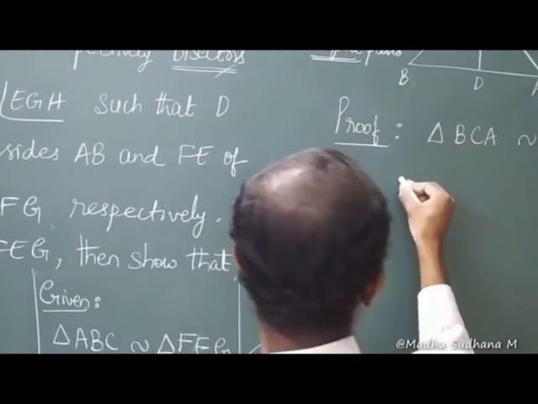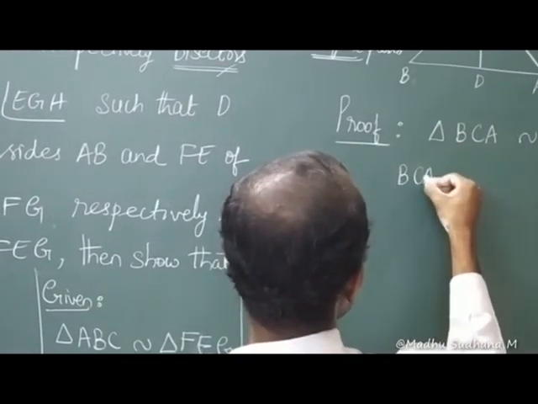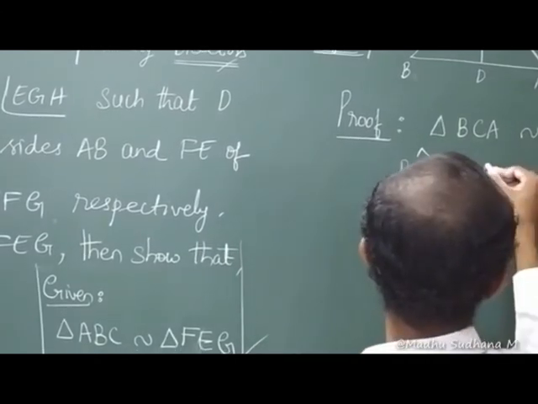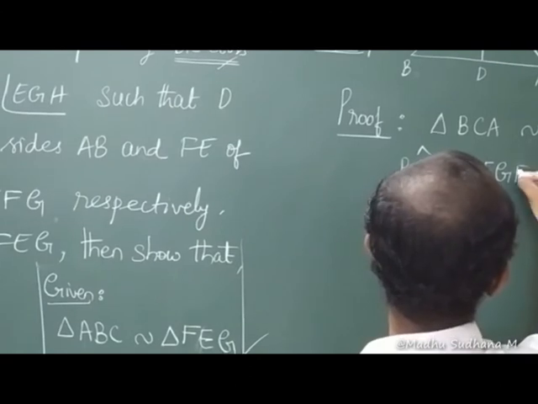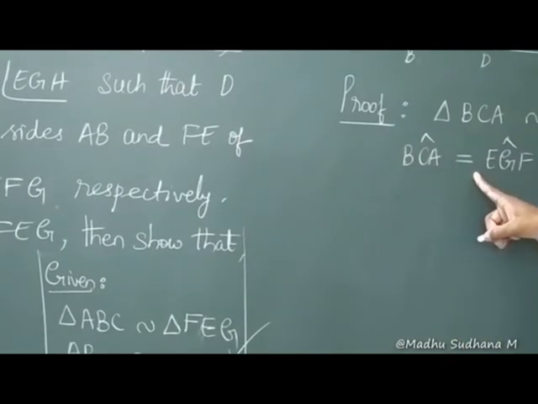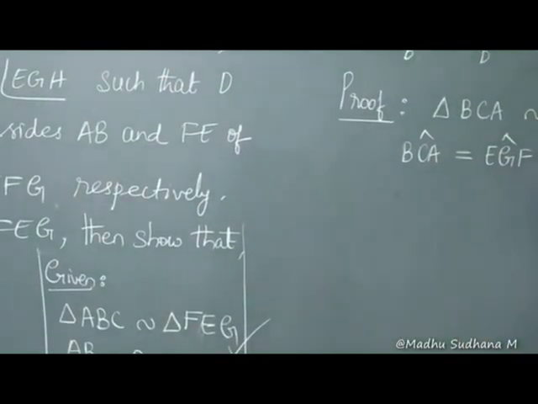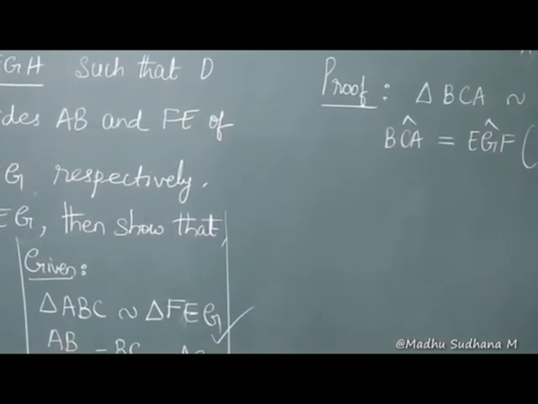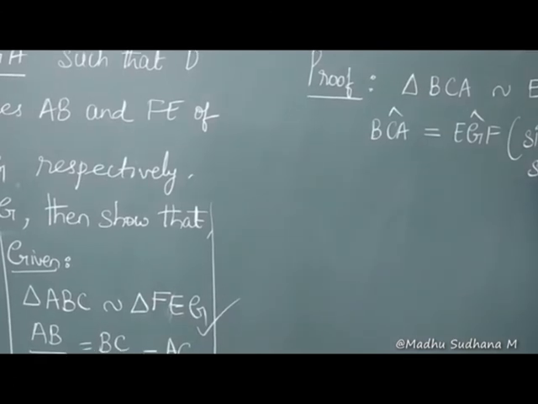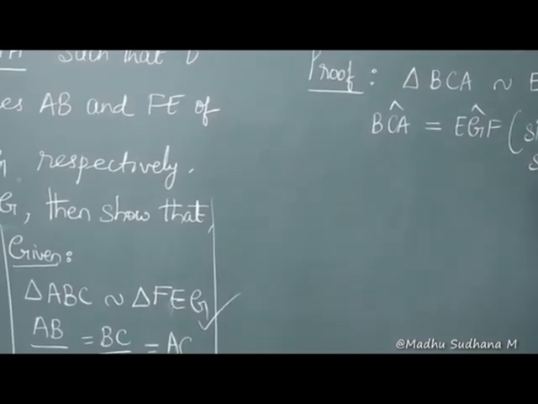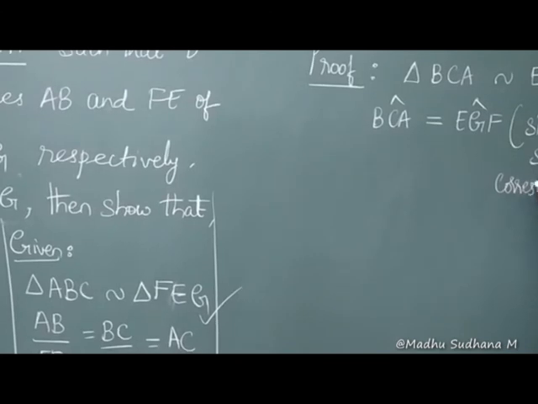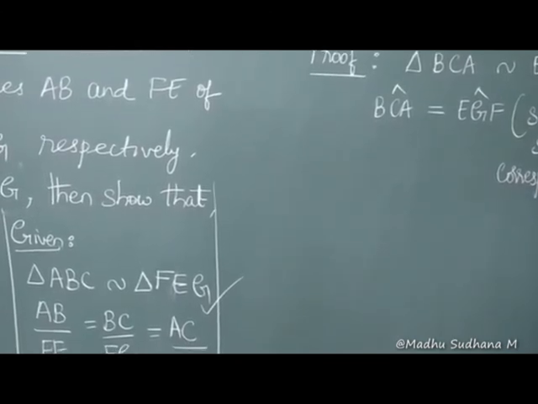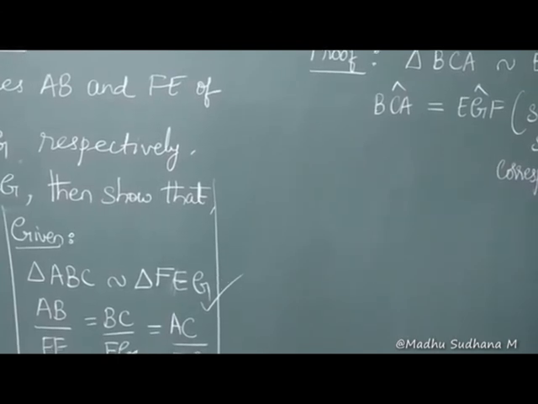So can I write angle BCA which is equal to angle EGF, right? How is it? Since I can write the triangles are similar, corresponding angles are equal.